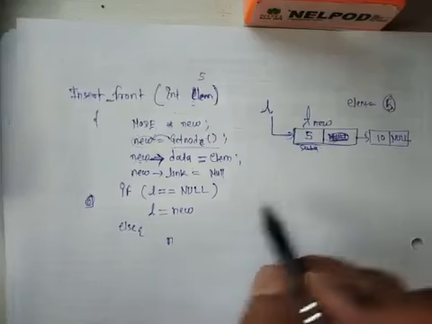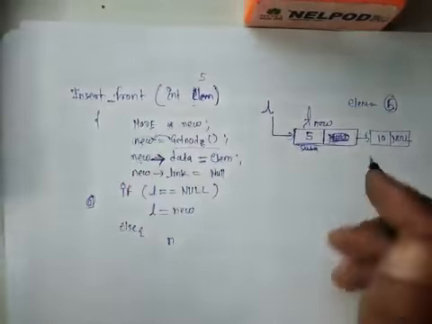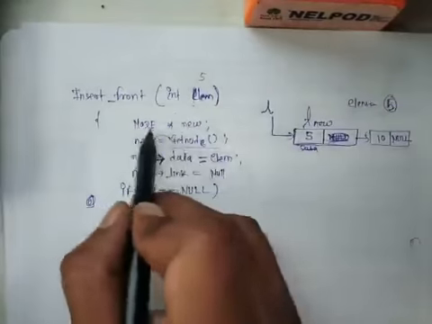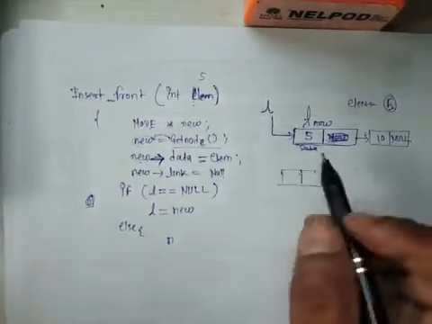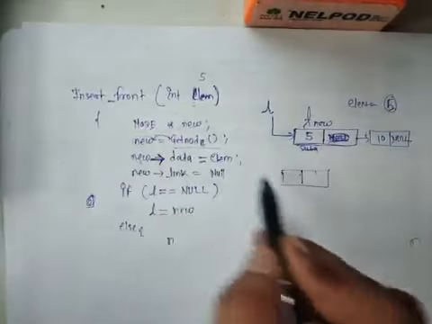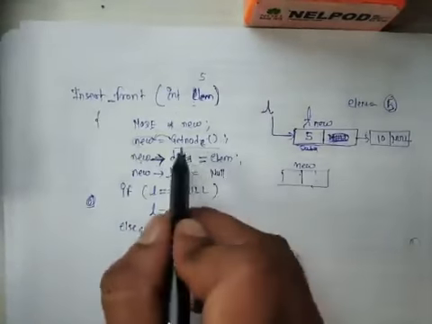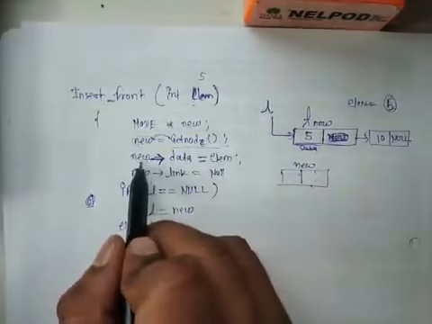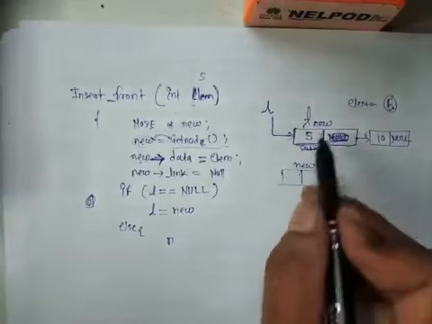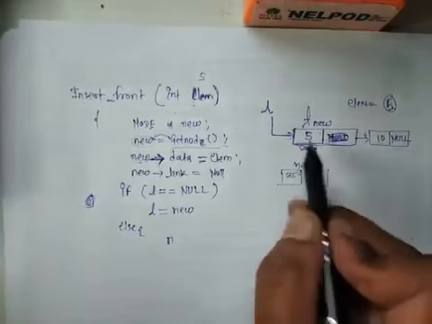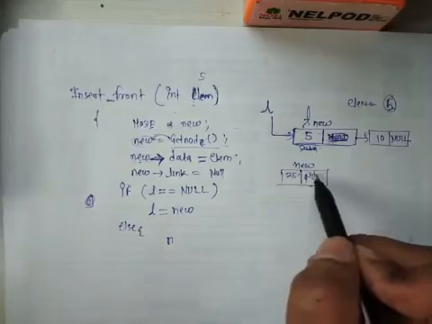Suppose this is your node. Again you call insert front. After that it will create one more node, that is the new node. So this new node is created. We are going to allocate memory for this new node using the get node function. Then after allocating memory, we are going to assign the value for the data field. Suppose we are going to insert 25 in this linked list, and this is a null value.